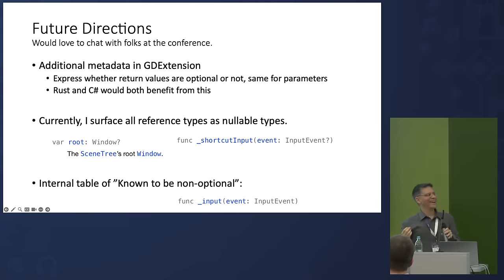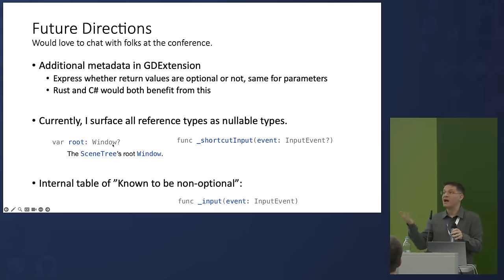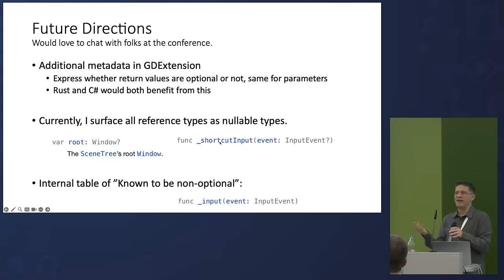You can see here, for example, I have this variable in SceneTree called root, and I don't know if it can be null or not. I would like to have that annotation so that my users don't have to deal with this. Or, for example, this callback, short input, in Node. I don't know if that input event can ever be null, and I would like to remove that check. I do have right now an internal data structure where I keep track of everything that is not null. It's kind of a hack, but I would like it to be in GDExtension. This one became very popular. Input is very common, and I know it can never be null, so I annotated that one as not null, so we don't have to do this.